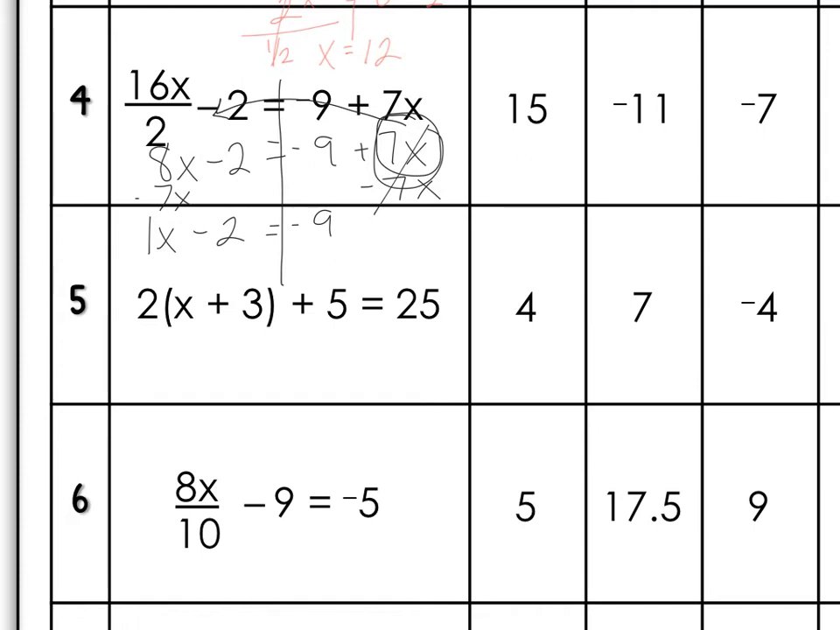From here, we're going to do the opposite of subtracting 2, which is to add 2. So we'll do that to both sides. And we're left with our 1x equal to this negative 9 plus 2, which happens to be negative 7. So finally we broke our pattern. That was our third answer there.